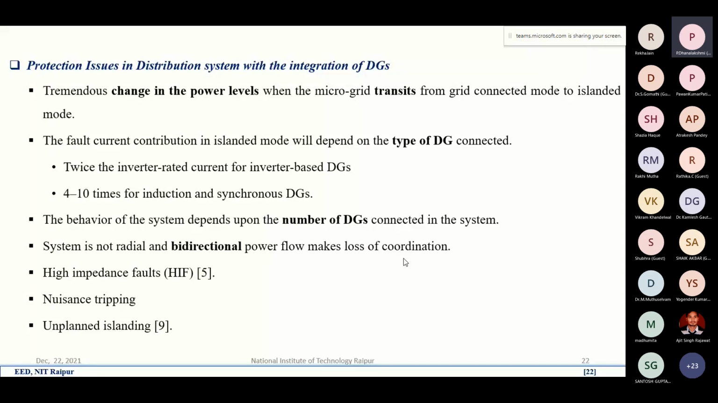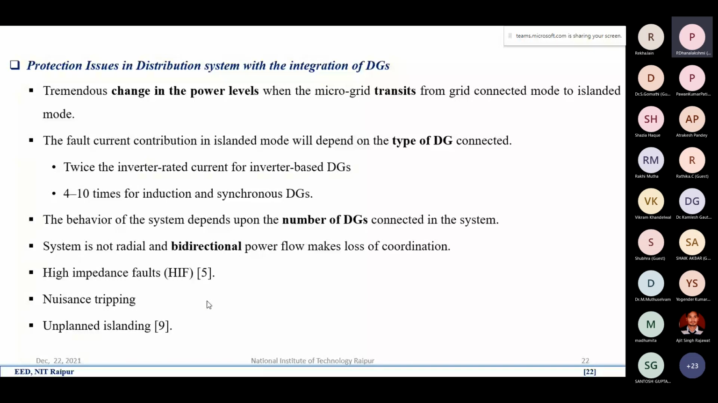And a major impact is that of high impedance faults, particularly on the distribution lines, which the conventional overcurrent protection experiences. It is unable to detect such high impedance faults because the current involved in a high impedance fault is almost near the nominal value. So it remains undetected for many hours to a day, and it may prove hazardous to human life if anyone comes in contact with the feeder which is experiencing a high impedance fault. And there can be certain nuisance tripping and unplanned islanding events as well.